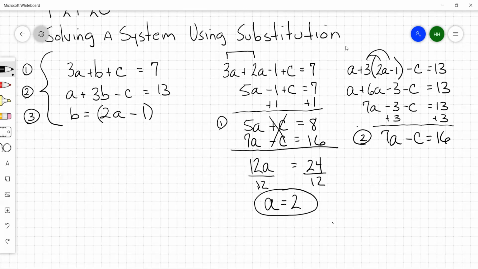Now if our a is equal to 2, and we go back to here, an equation with just 2 variables, one of them being the a, we can solve for b. So b is equal to 2 times 2 minus 1. So b is equal to 4 minus 1, which is 3.